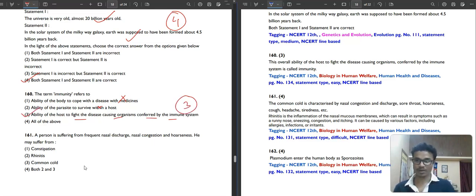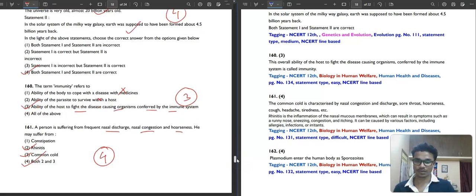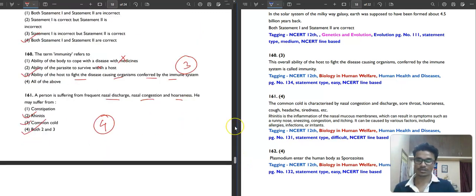Then question number 161. It is saying that a person suffering from frequent nasal discharge, nasal congestion and hoarseness may suffer from constipation, rhinitis or common cold. If you have this kind of symptoms, when you come to MBBS, you know that the differential diagnosis will be both rhinitis and common cold. The fourth option is your correct answer. Additionally, in rhinitis, you know that there will be something like blood. But whatever, rhinitis and common cold both can be the answer.